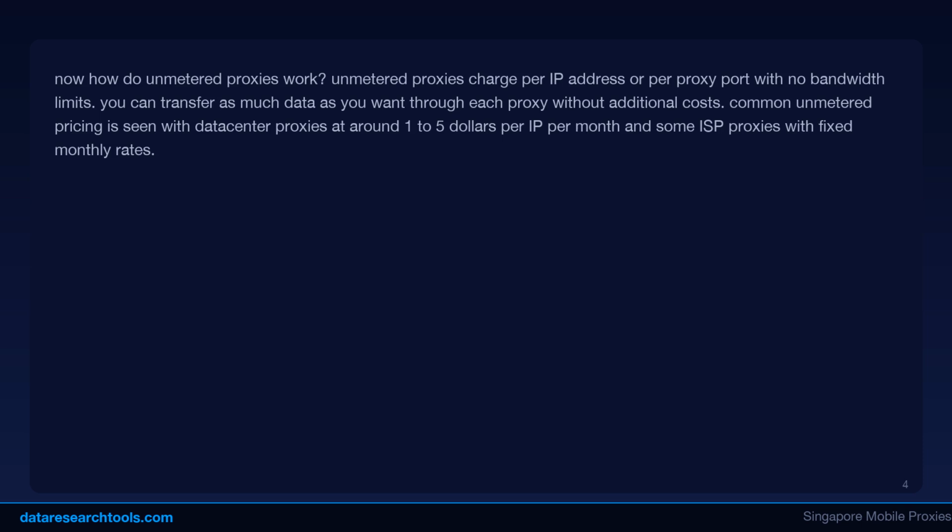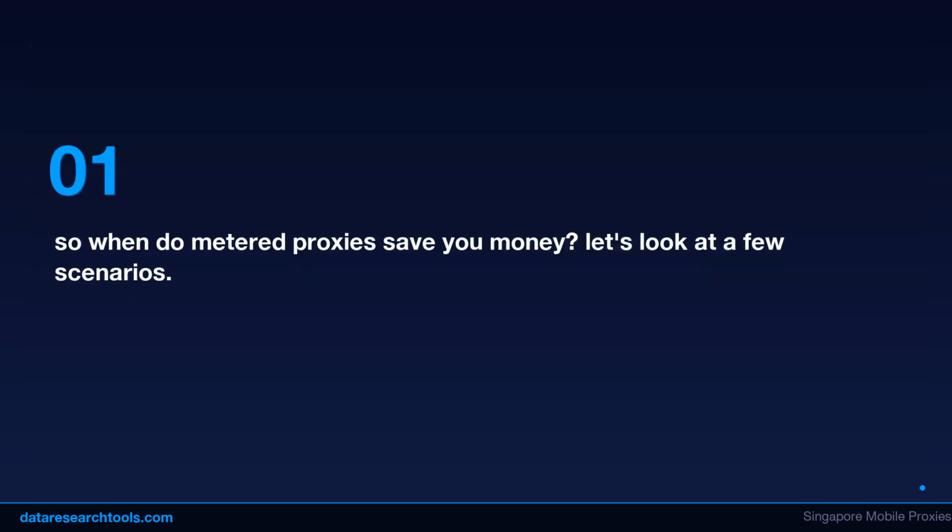Unmetered proxies charge per IP address or per proxy port with no bandwidth limits. You can transfer as much data as you want through each proxy without additional costs. Common unmetered pricing is seen with data center proxies at around $1 to $5 per IP per month, and some ISP proxies with fixed monthly rates.